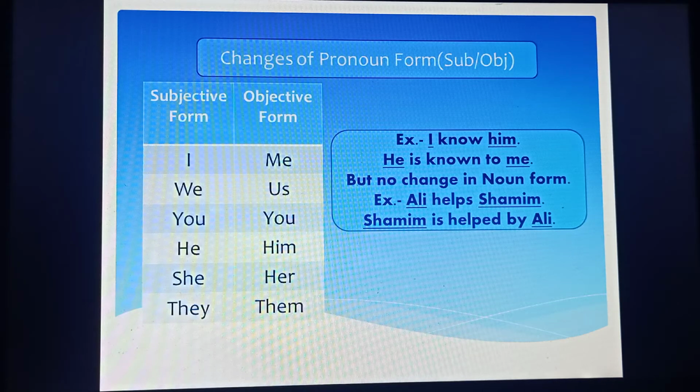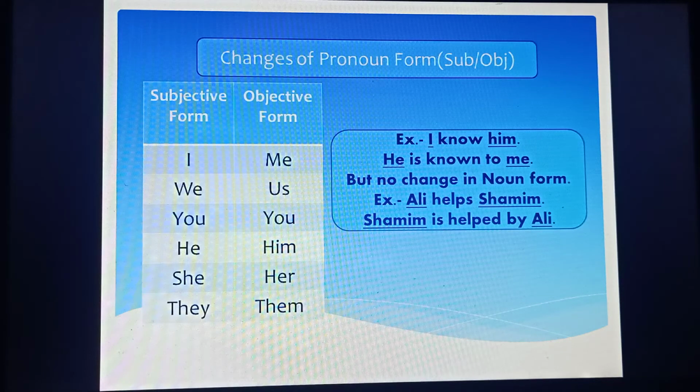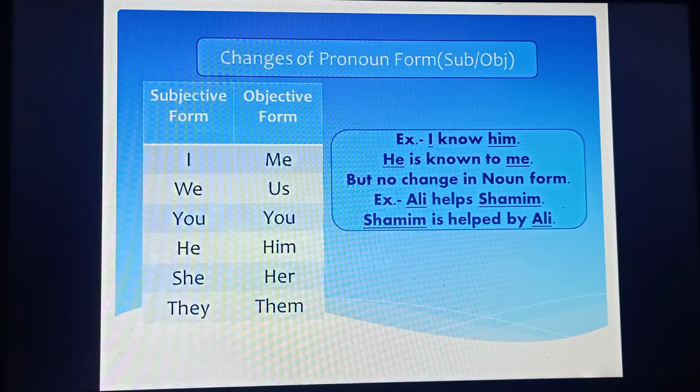But if you find pronouns, what will you do? How to change this? If you find I, it will be me; we will be us; you, you; he, him; she, her; they, them. In the same way, if in the object form you find me, this will be I. This will be vice versa. If you find one, you have to change it into the other form.